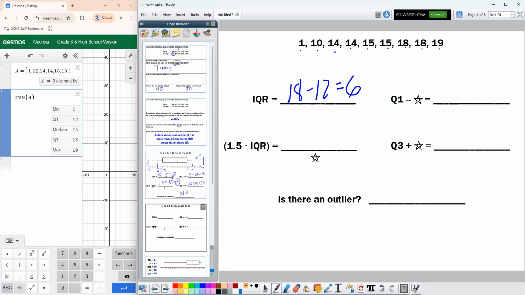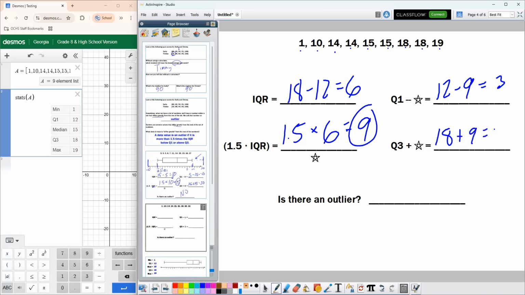Okay. So 1.5 times that number we just got, 1.5 times 6, would be 9. And 9 is going to be the magic number that I add to Q3 and subtract from Q1. So what was Q1? Q1 was 12 minus 9. That would be 3. Q3 was 18 plus 9. That's 27.